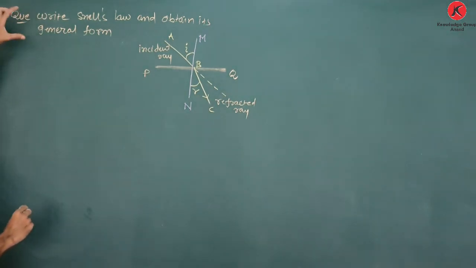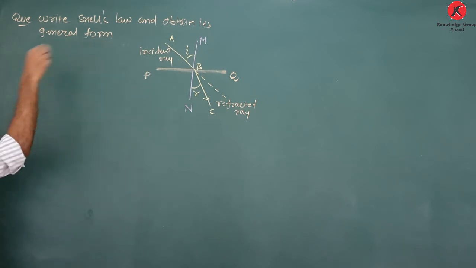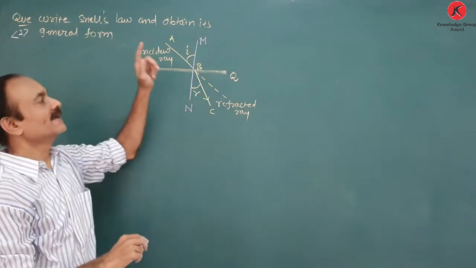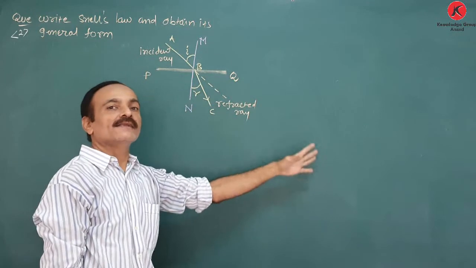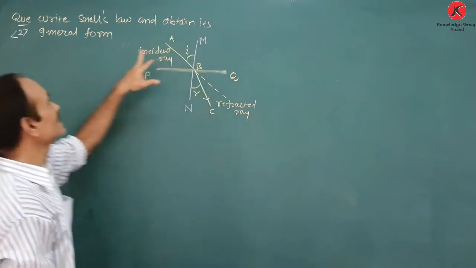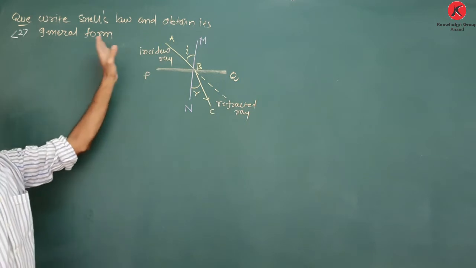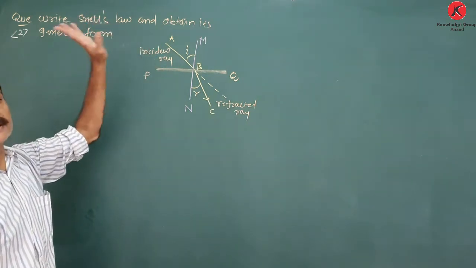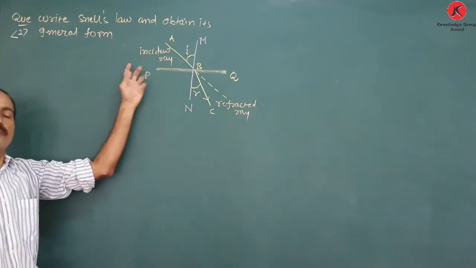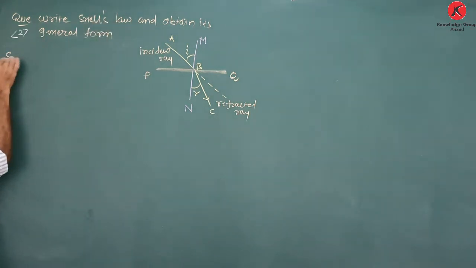Now, the 2 marks most important question is: write Snell's law and obtain its general form. Frequently, this question is asked in the board exam for 2 marks. Already we discussed Snell's law in the laws of refraction. The second law is our Snell's law. Again, we have to write down the statement of Snell's law. For given two media, the ratio of the sine of the angle of incidence to the sine of the angle of refraction remains constant, and this constant is known as the refractive index of medium 2 with respect to medium 1.